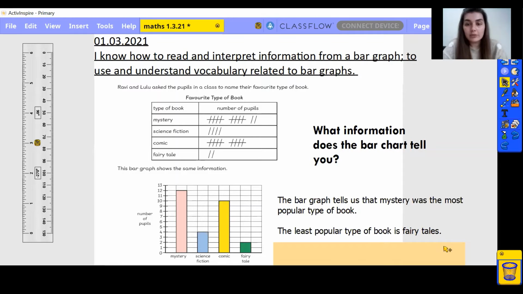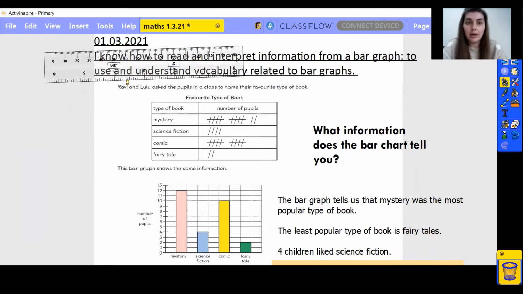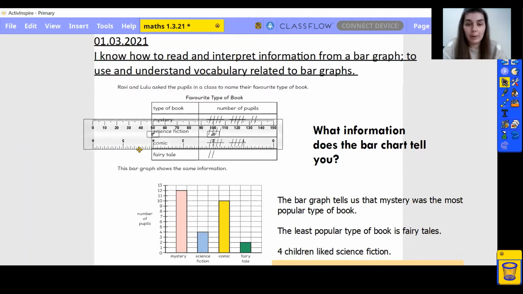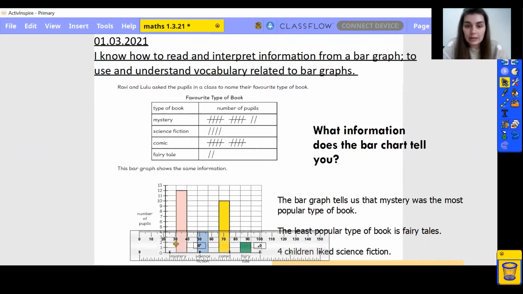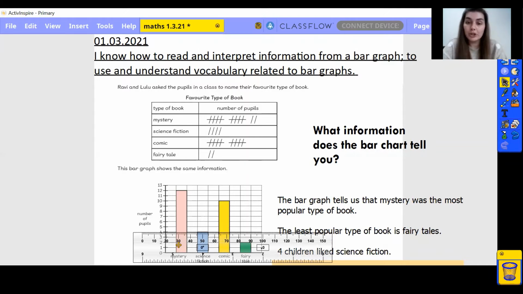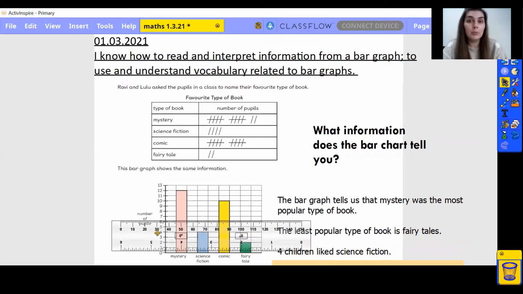And then I've just retrieved some information about science fiction, and I said that 4 children liked science fiction. Now, to help me answer these questions, I actually used my ruler to help me line up the bar with the numbers, so I got an accurate answer. So if I just show you, because it might come in handy when you do your independent practice. So let's go for the science fiction one. I meet the top of my ruler with the bar, and I can see it lines up nicely with the number 4. So I know that 4 children liked science fiction. So a ruler will come in very handy during this lesson.